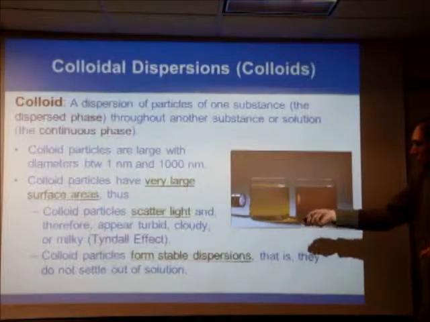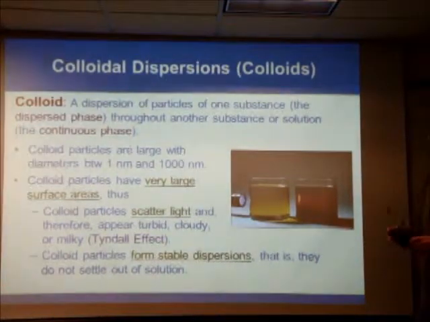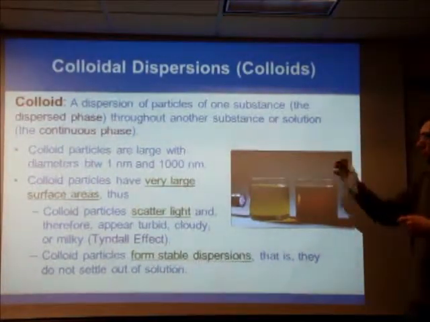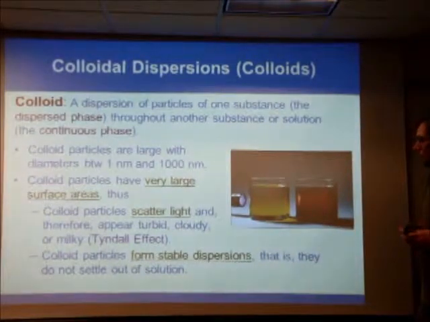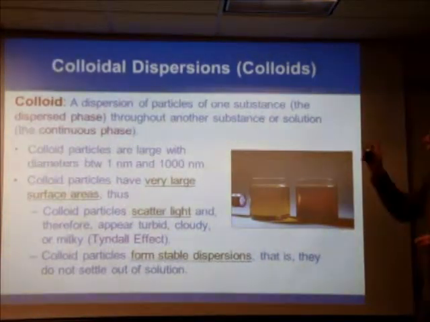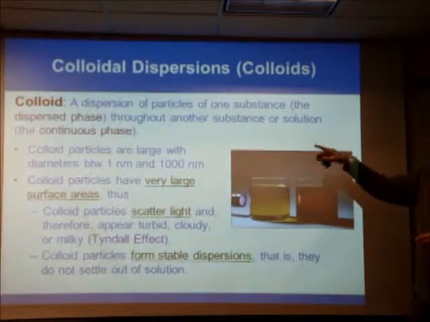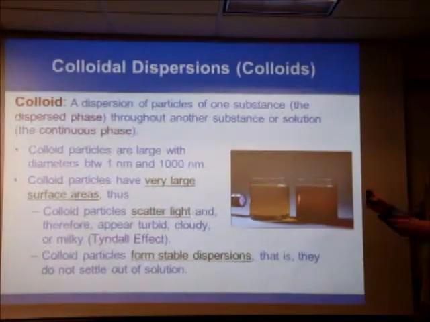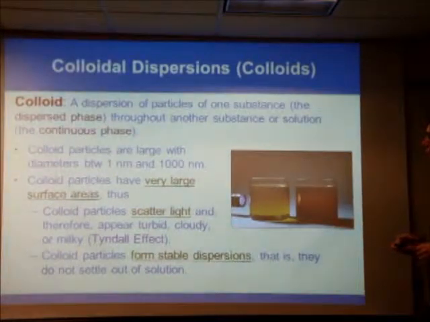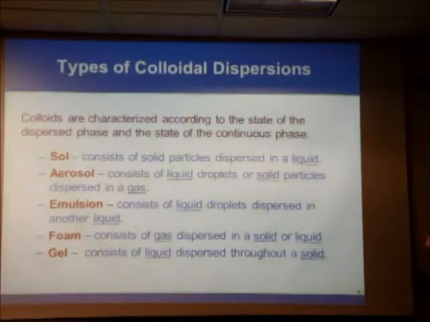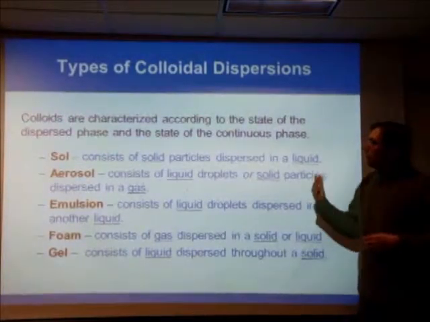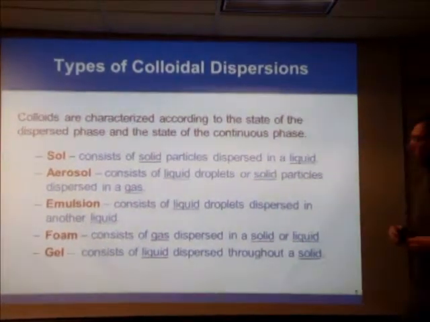Then further with the colloidal, they form stable dispersions, which means that because of that large surface area, you can let it sit there and they won't settle back out. So dispersed phase throughout a continuous phase. And that's how we describe the different types of colloidal dispersions. Now these colloidal dispersions have various types to them.